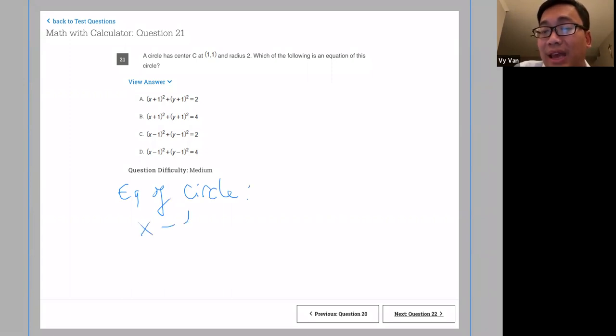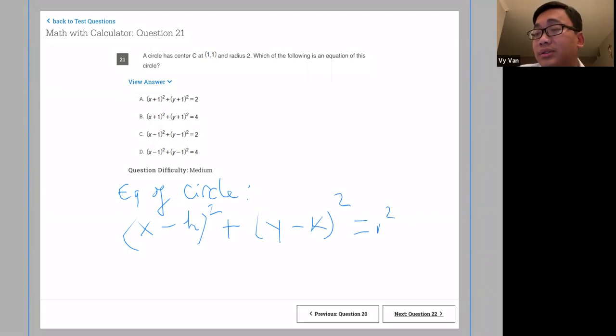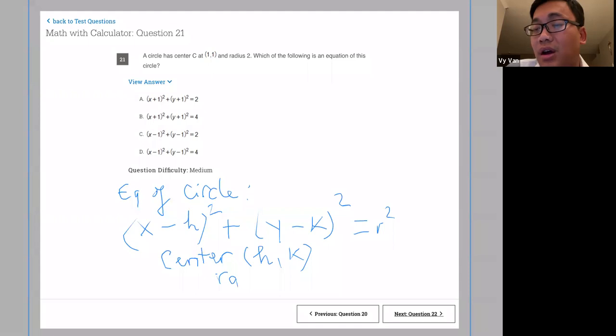(x minus h) squared plus (y minus k) squared equals r squared, where the center of the circle is (h, k) and the radius is r. So if you know this equation, this question is very easy.